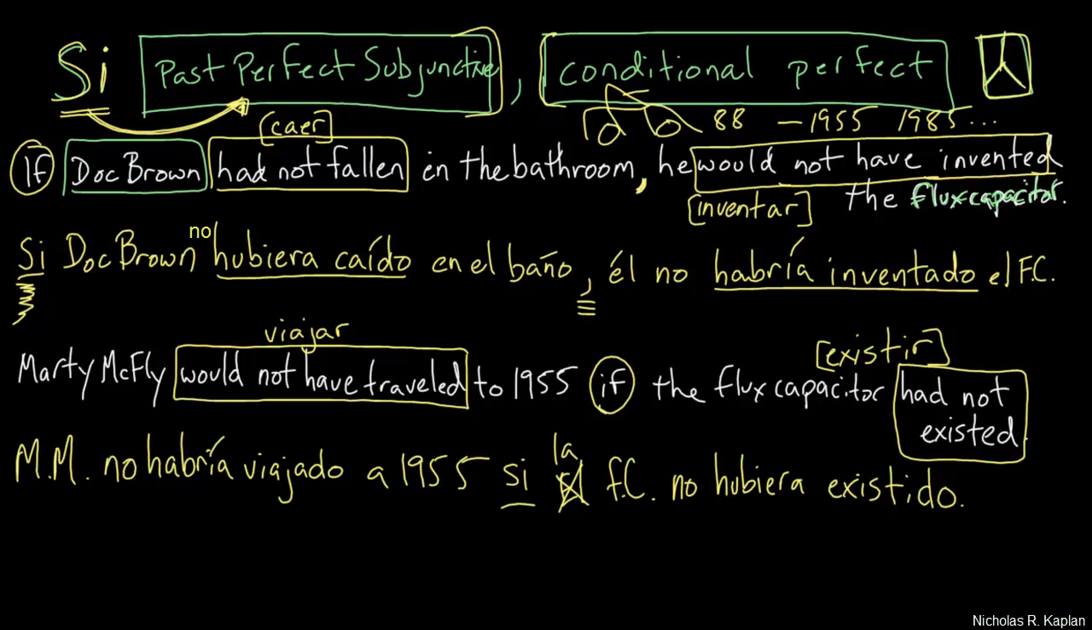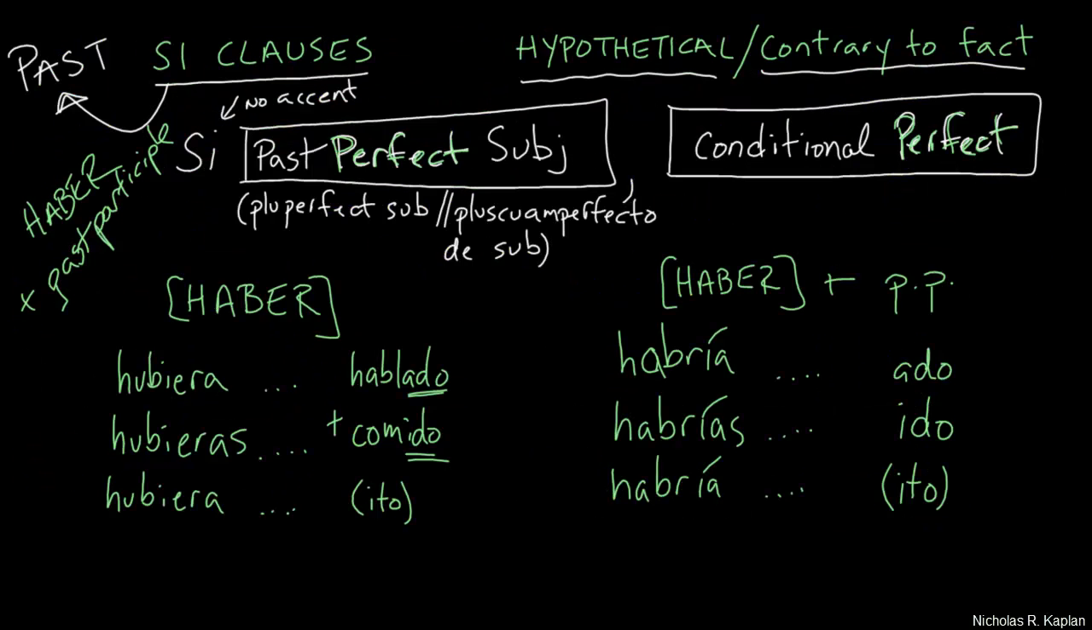So what we did in the first example up here, we see that we had si followed by past perfect subjunctive. I changed it for the second example and we put si in the beginning, but we still followed it with the past perfect subjunctive. So when you're working with past si clauses, which are hypothetical or contrary to fact situations, there are two parts to it. Si with past perfect subjunctive and the conditional. And if you want, you can move the order around. All right.